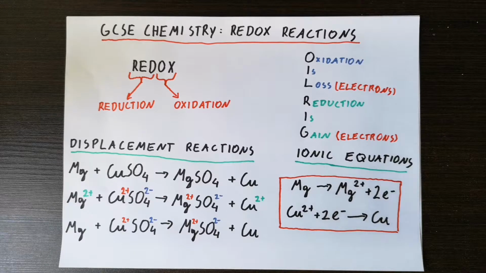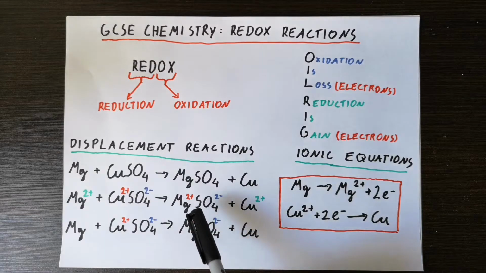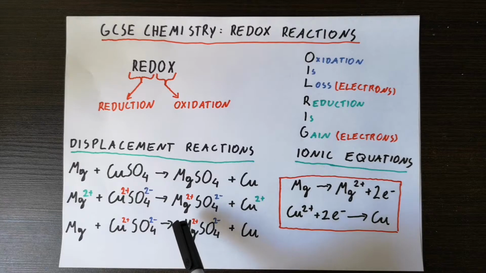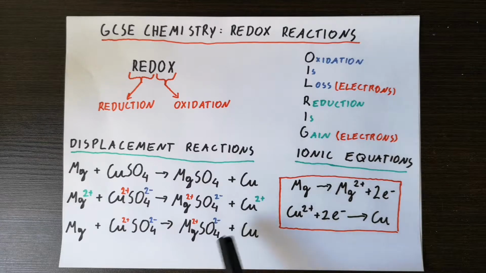What happens now? What happens in this situation? At the end, we have magnesium sulfate. So now magnesium actually has a 2+ charge on it, and sulfate has a 2- charge on it. So, as you can see, sulfate has not changed its charge. At the end of the day, the sulfate ion has not gained or lost any electrons. And that's very important, you will see in a second.